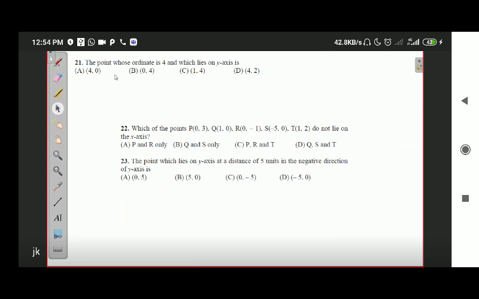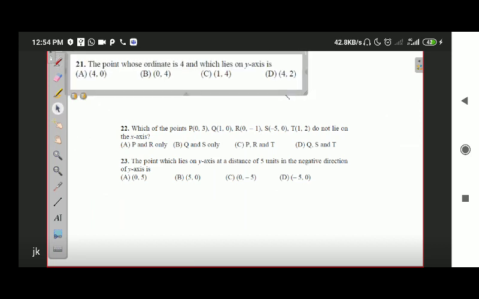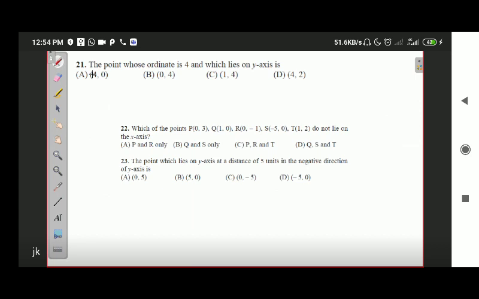Next is question number 21. Question number 21 is the point whose ordinate is 4. Ordinate means y. The point whose ordinate is 4 lies on the y-axis. Any point lying on the y-axis has its abscissa as 0. So the coordinates should be 0, 4.